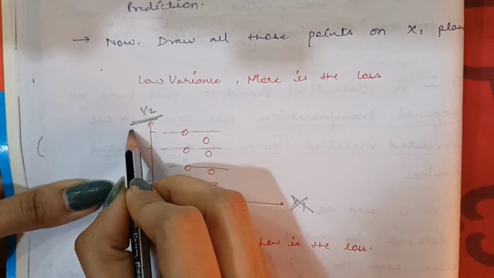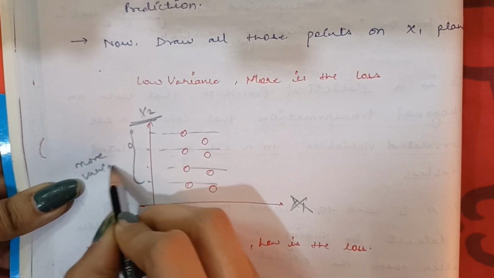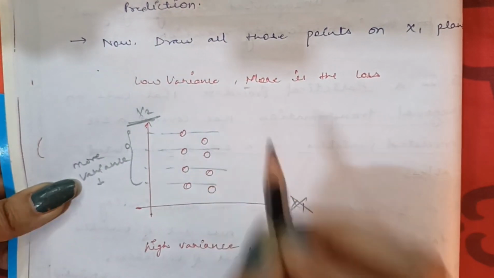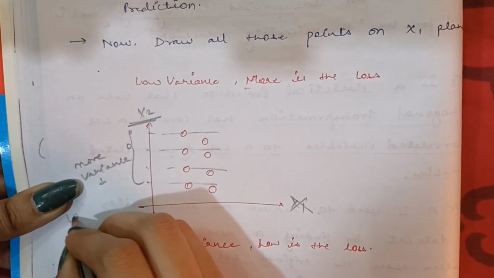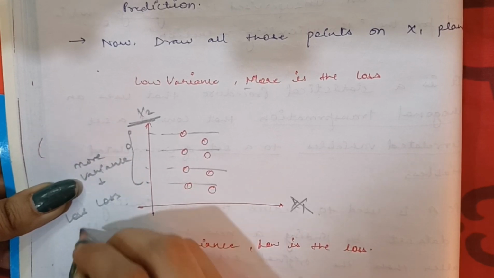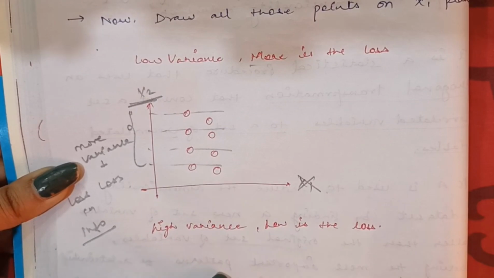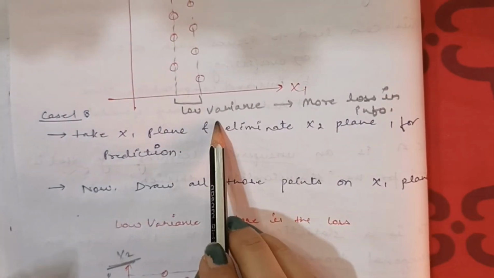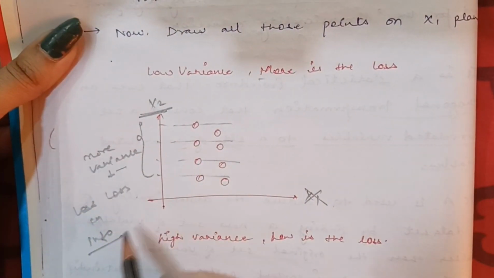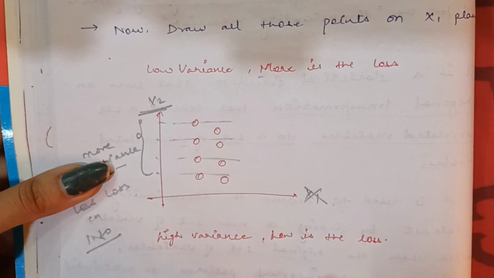Now we can see here it is having more variance and therefore there will be less loss in information. So we can see that if the variance is low, then we are facing more loss in information, but if the variance is more, then we are facing less information or low information loss.